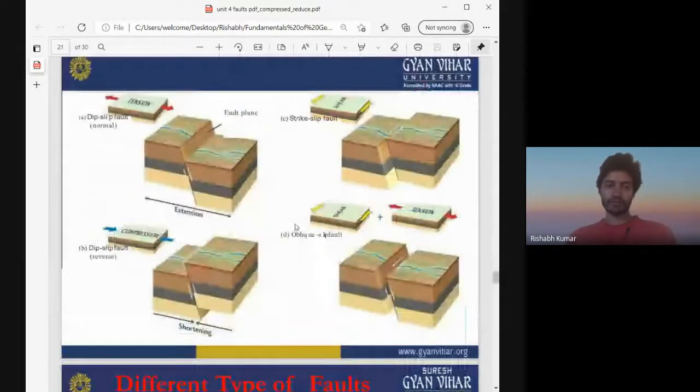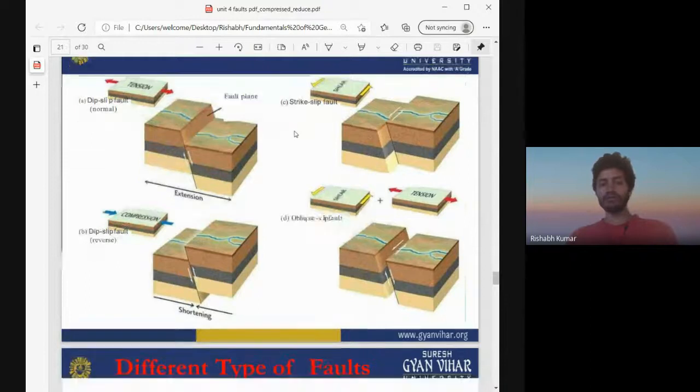Okay. So this is your dip slip fault. This is also a dip slip fault. Your dip slip fault will be a normal fault, reverse fault. Then your strike slip fault will be left lateral strike slip fault and right lateral strike slip fault. Then another one is your oblique slip fault. In your oblique slip fault, the movement will be due to the combination of these two, that is your dip slip fault and strike slip fault.